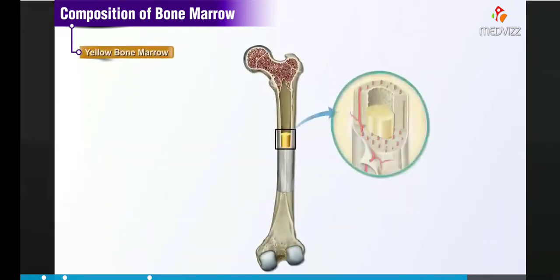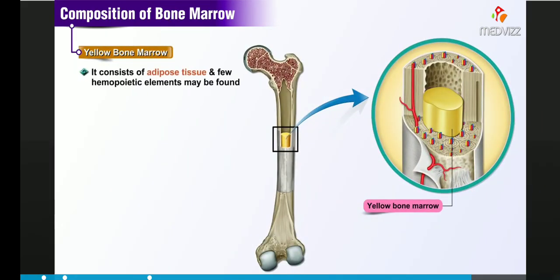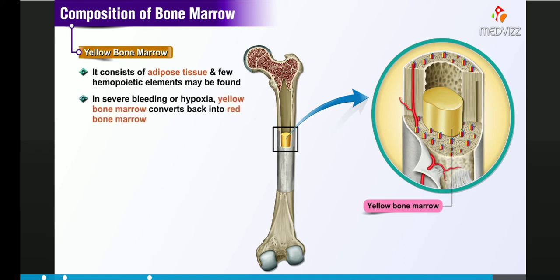Yellow bone marrow. It mainly consists of adipose tissue. However, few hematopoietic elements may be found in it. Under certain conditions, such as severe bleeding or hypoxia, the yellow bone marrow converts back into red bone marrow.